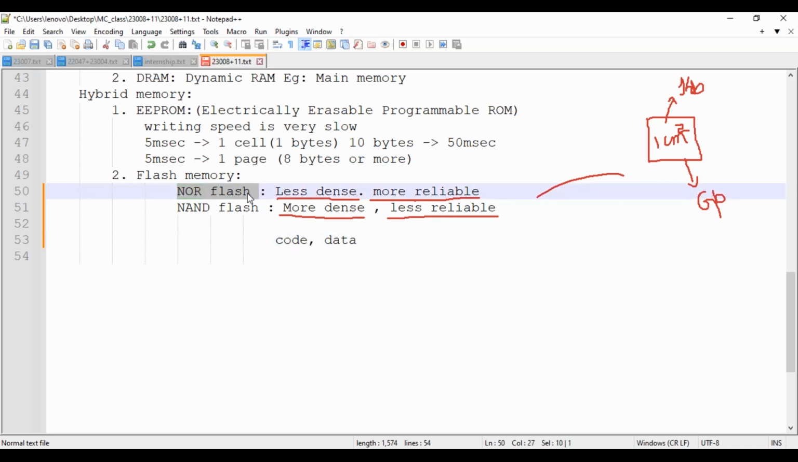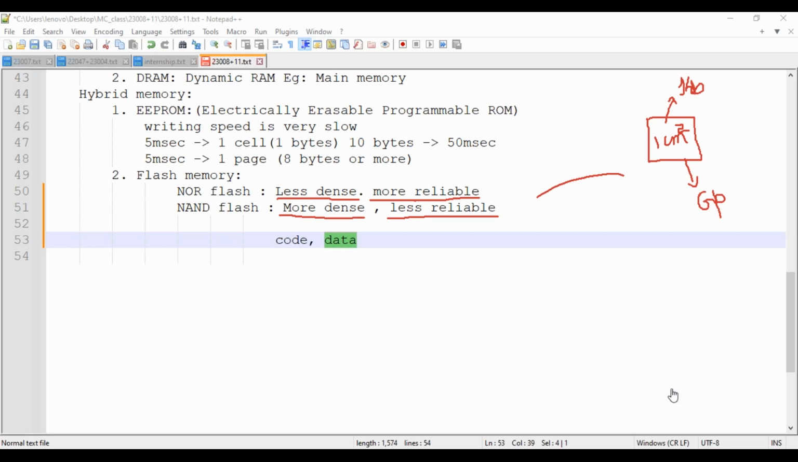So between NOR flash and NAND flash, which one will you choose to store a code and which one will you choose to store a data? Can you please answer? Okay, so code in the NOR flash. Many of you are saying code in the NOR flash and data in the NAND flash.